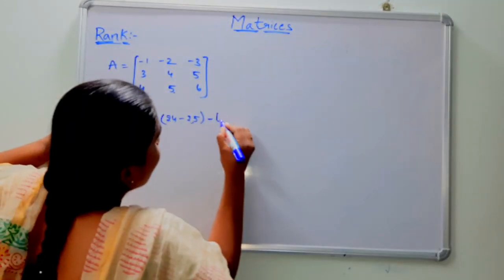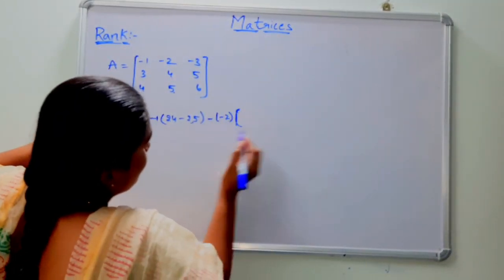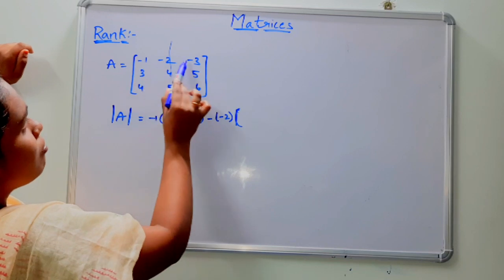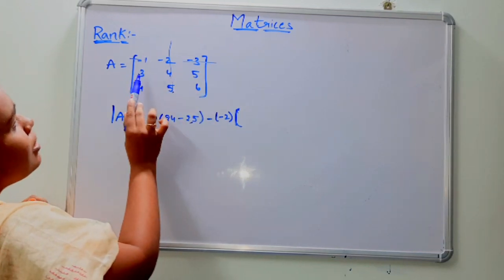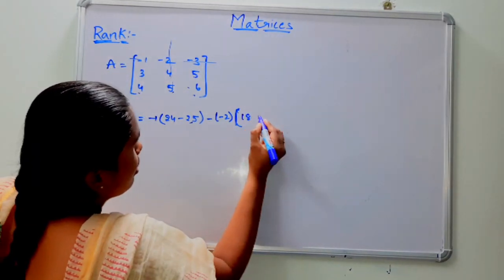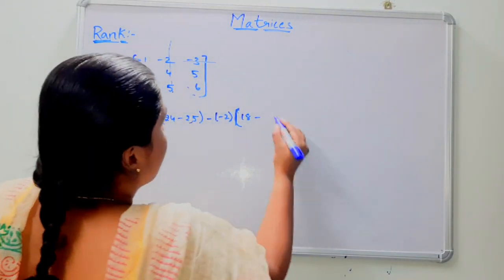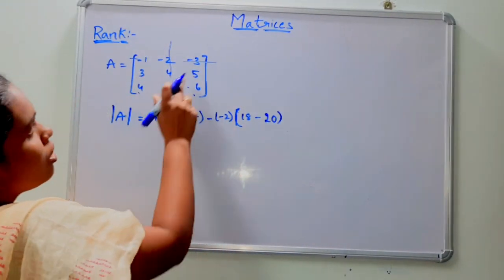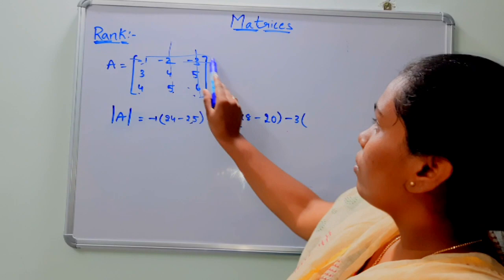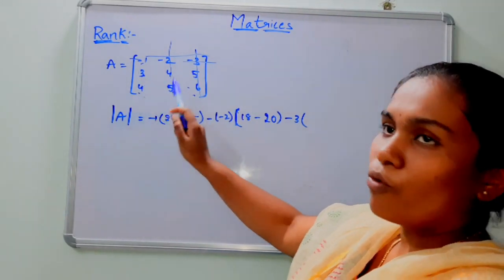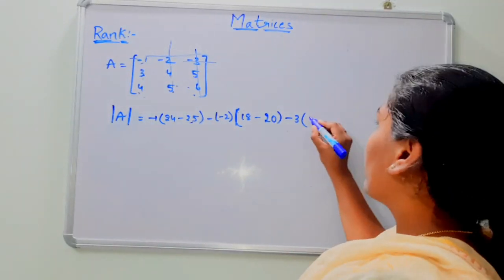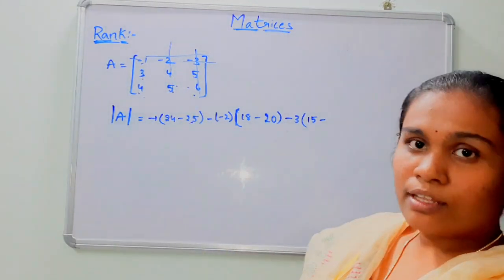And next, minus of minus 2. Close the particular row and particular column. What are the elements remaining? 3, 5, 4, 6. 3 6s are 18, minus 4 5s are 20. So next, minus 3. Close the particular row and particular column. What are the elements remaining? 3, 4, 4, 5. Now multiply the remaining submatrix. 3 5s are 15, minus 4 4s are 16.